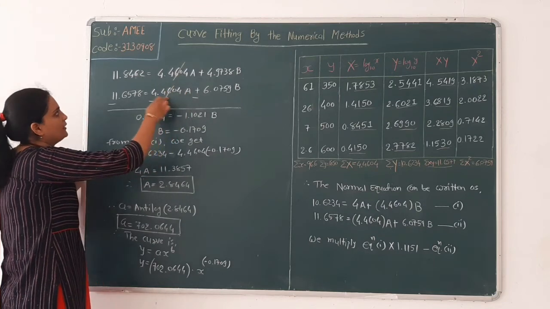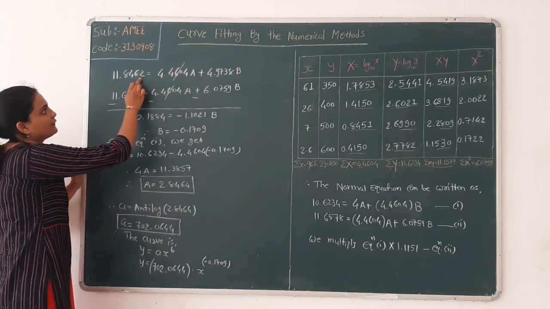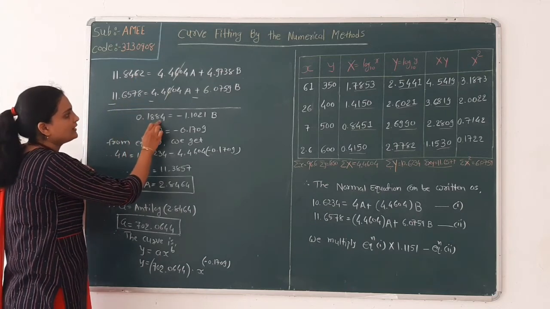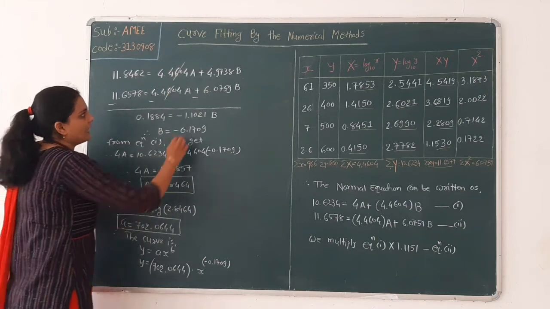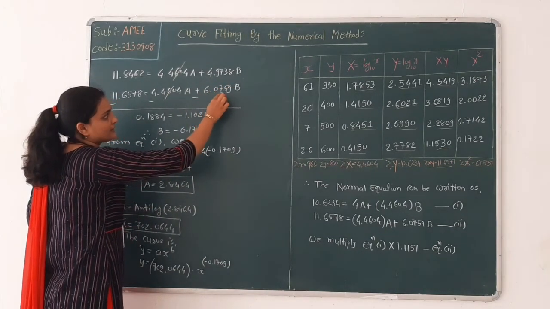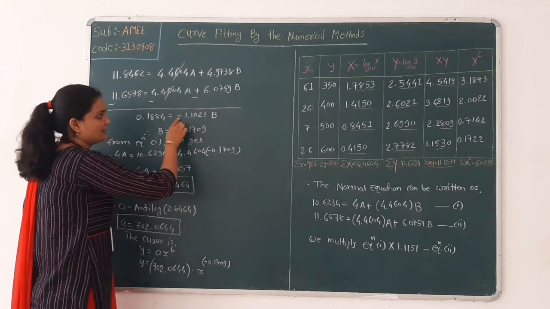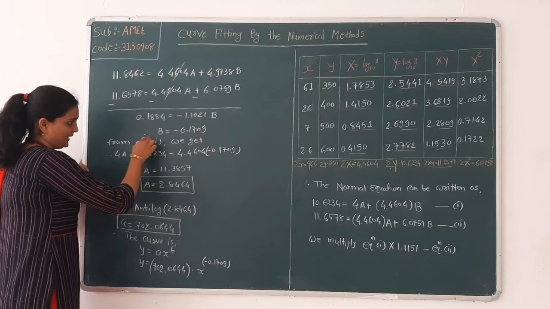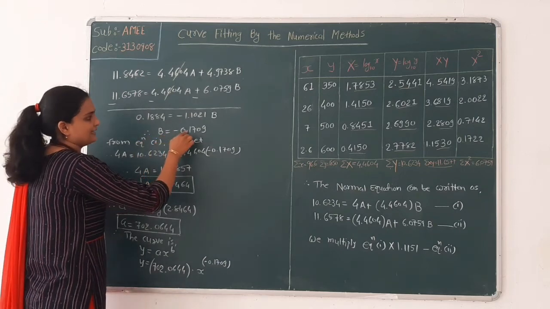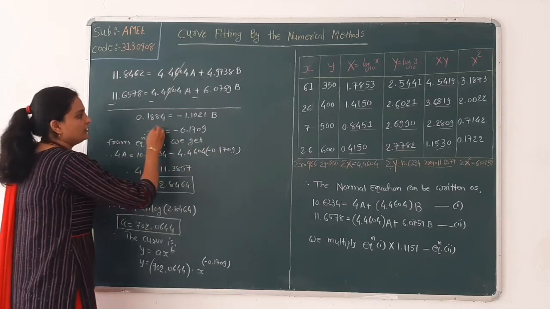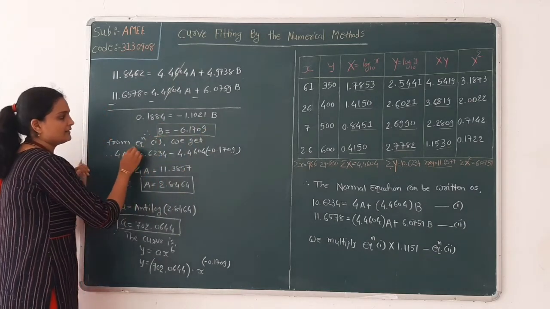The second equation remains as it is, and 1 minus 2, the 4.4604A minus 4.4604A will be cancelled out. So we have 11.8462 minus 11.6578 is 0.1884 and 4.9738B minus 6.0759B is minus 1.1021B. So we have B equals minus 0.1709. We put this value in equation 1.